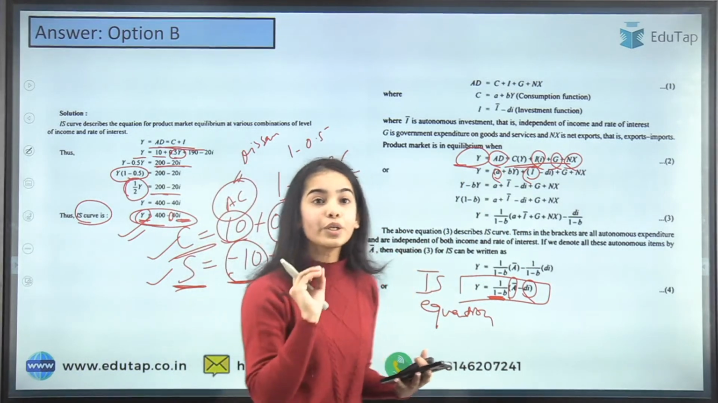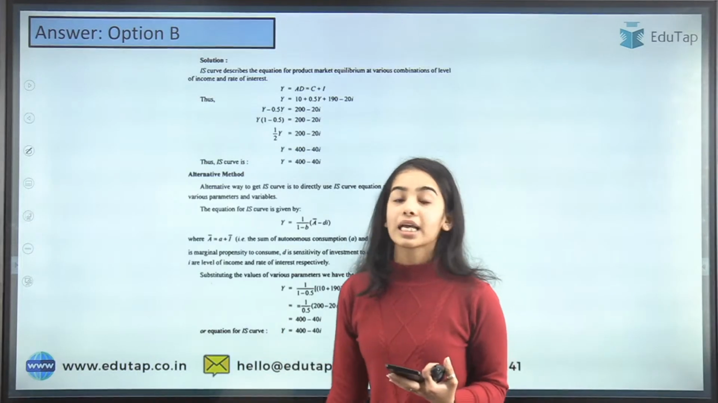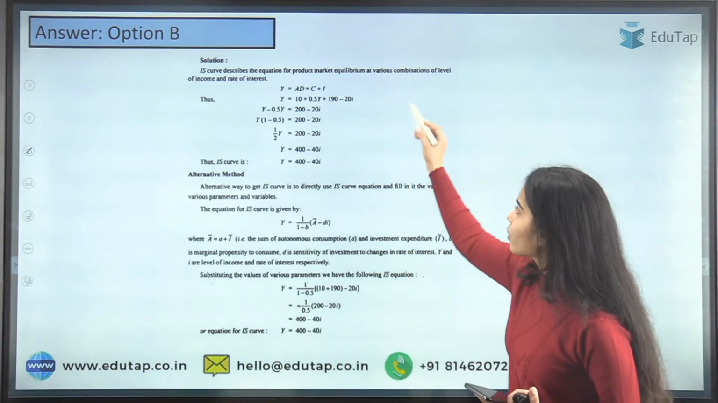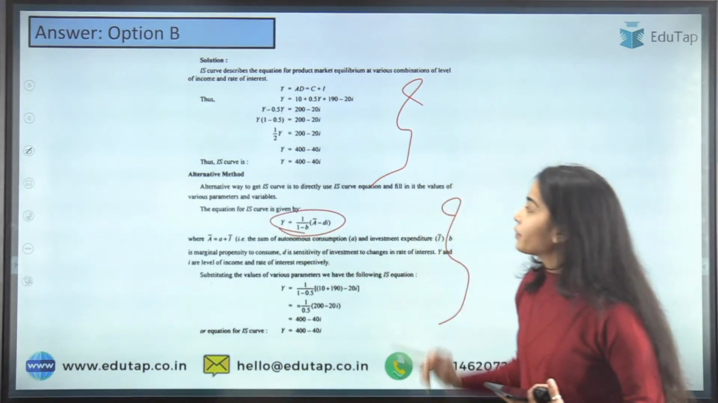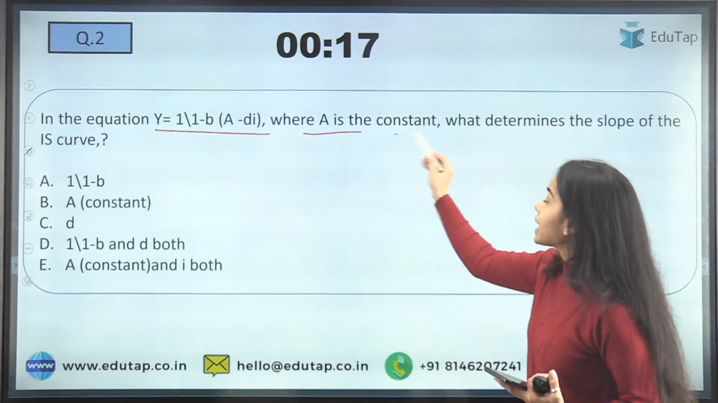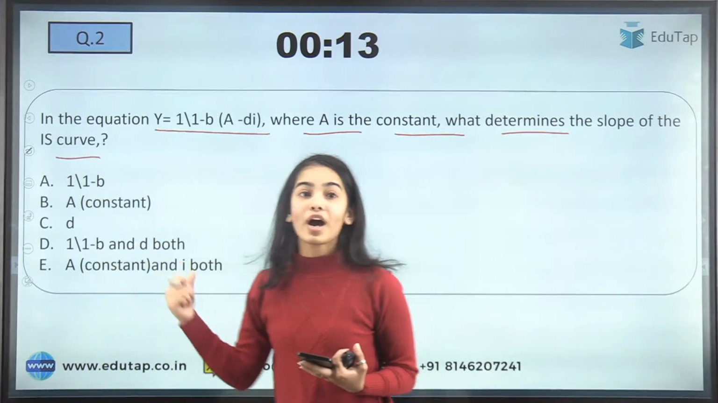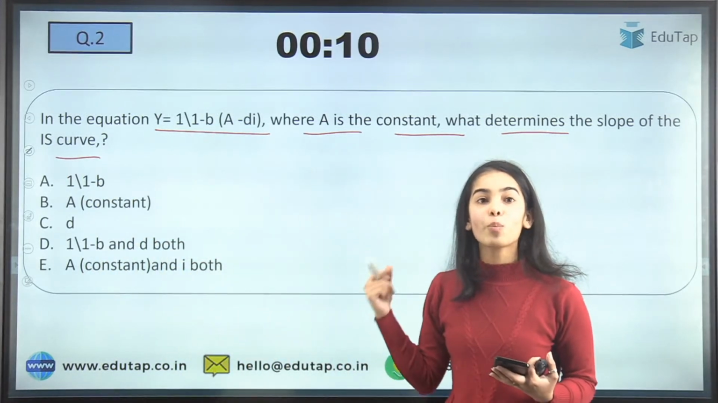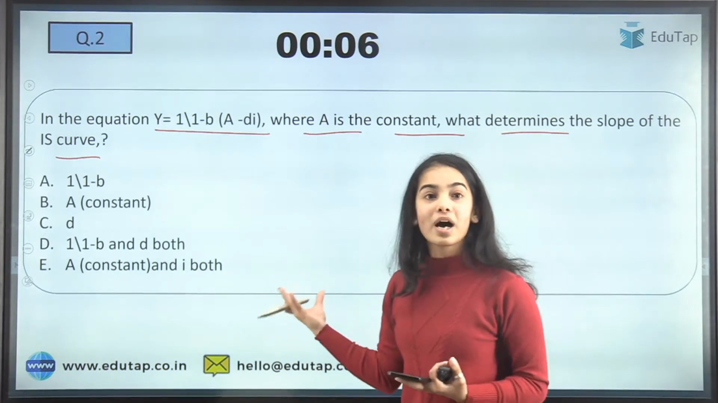Okay, what you have to remember is the IS equation is the application base. So this is the whole IS equation that you can read. Next, in the equation y equals this, where a is the constant, what determines the slope of the IS curve? You have to tell what determines the slope of the IS curve in this question. Okay, so try to answer this one.